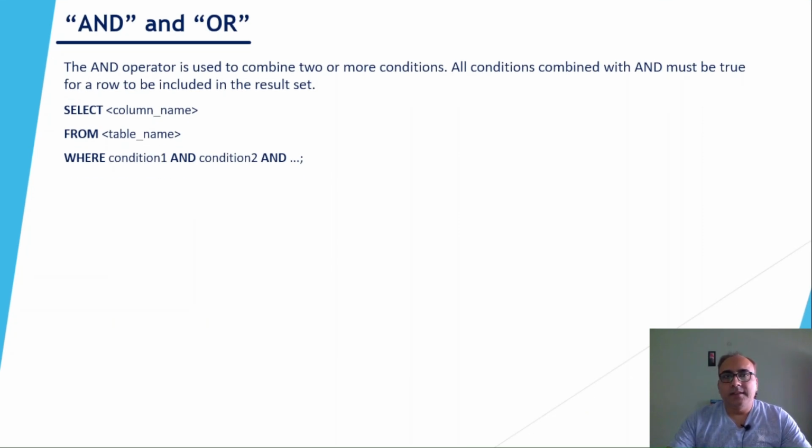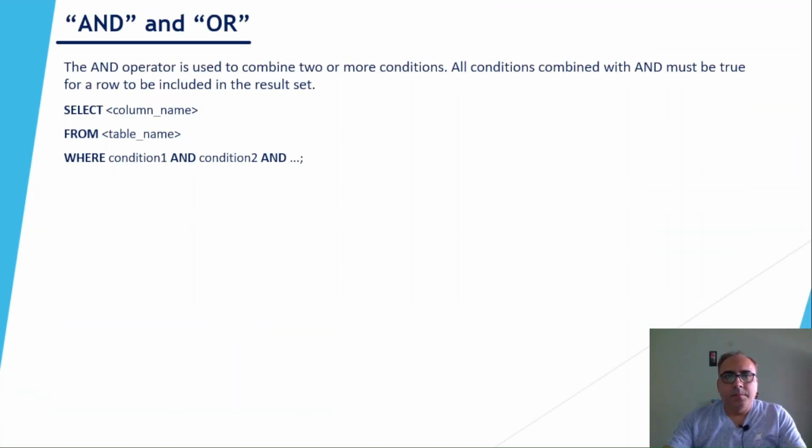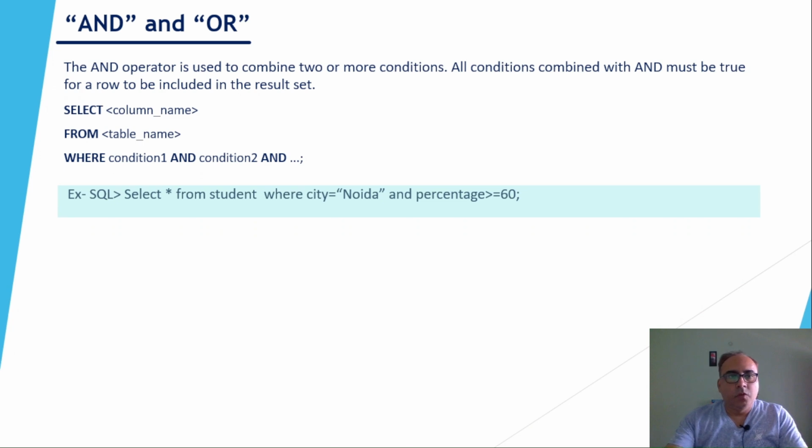So let's look at the syntax of the AND operator. Basically the syntax is simple. SELECT column name FROM table name WHERE condition 1 AND condition 2. So using AND we can include multiple conditions. Let's look at the example. SELECT * FROM student WHERE city = 'Noida' AND percentage >= 60.